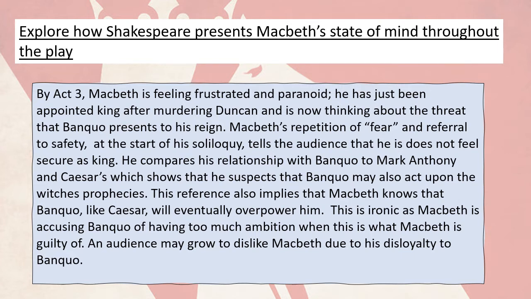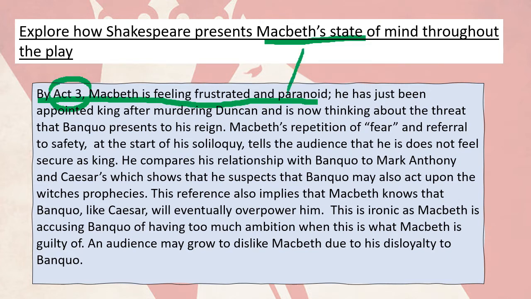You should have read through the paragraph by now, and now I'm going to go through it and highlight as I go. By Act 3, Macbeth is feeling frustrated and paranoid. This is good. I'm going to put my what went well in green. So this is a strong opening because immediately the student has told us where the evidence they're talking about comes from in the play, and immediately linking to the question, which is Macbeth's state of mind. Macbeth is feeling frustrated and paranoid. So that's a very clear point this person has made.